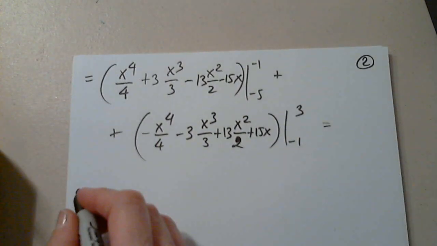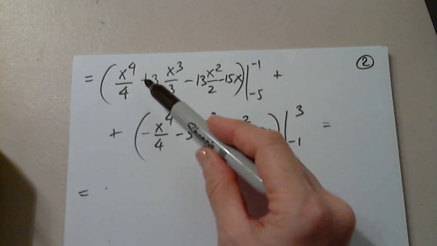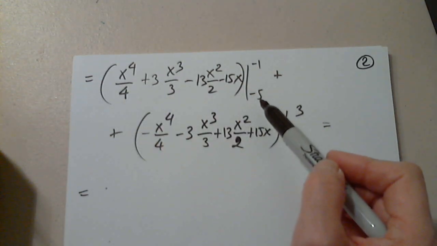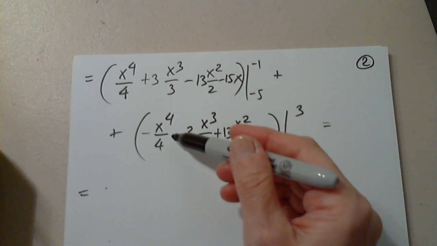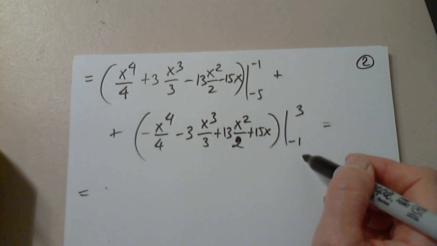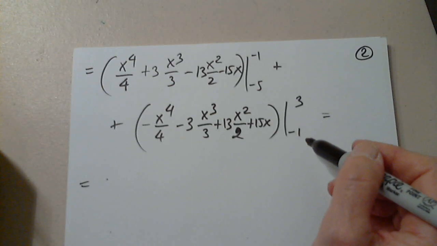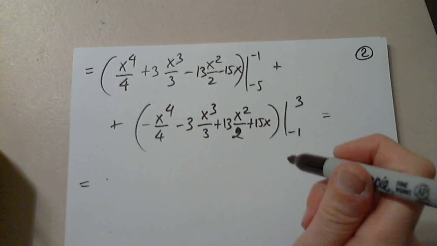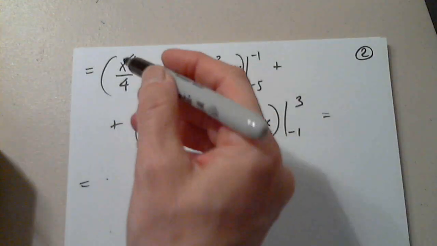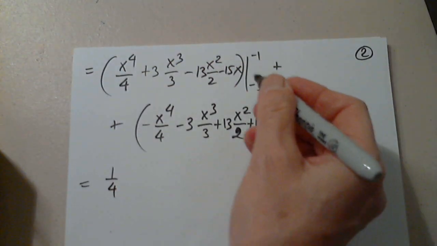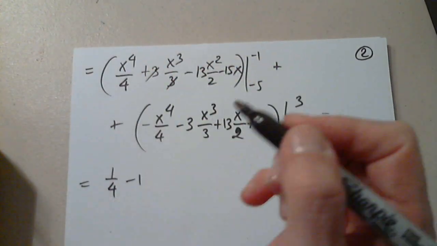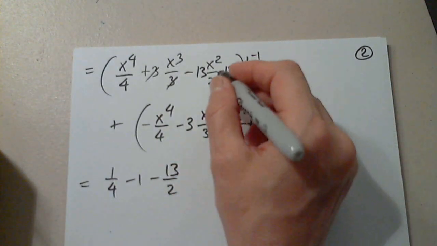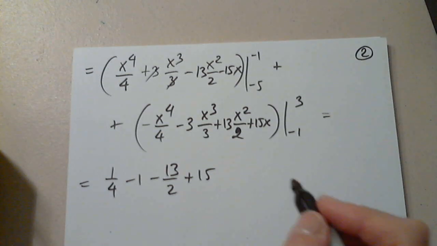Good. So now, careful. We have to plug in -1 and then we subtract when we plug in -5. We plug in 3 and then we subtract when we plug in -1. I'm going to write them, but it will take me a while to calculate all this, so I'm going to do it with a calculator with your permission. So I plug in -1, I get 1/4. I plug in -1, I get -1. I plug in -1, I get negative 13 halves. I plug in -1, plus 15.